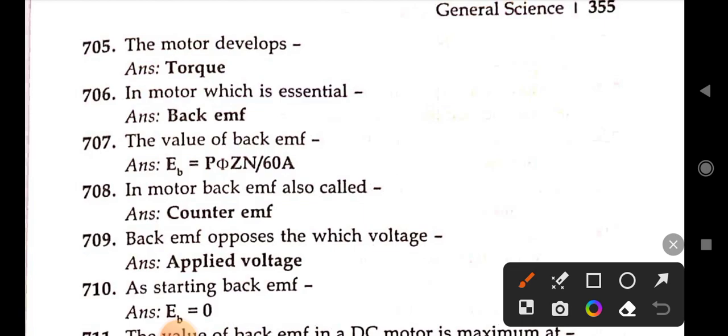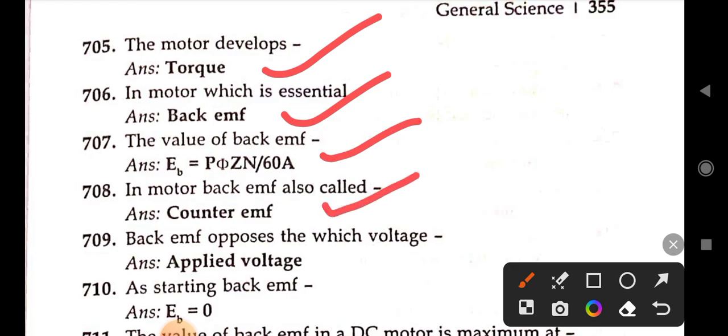Next, the motor develops torque. In motor, which is essential? Back EMF. The value of back EMF is equal to EB is equal to P phi Z N divided by 60 A. In motor, back EMF is also called counter EMF. Back EMF opposes which voltage? Applied voltage. At starting, back EMF EB is equal to 0.